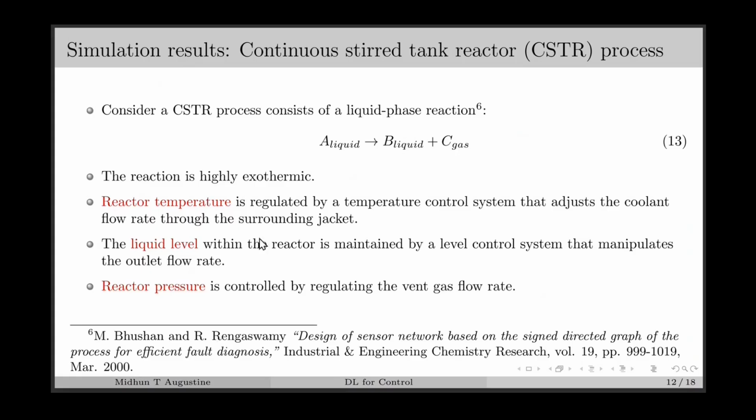Here the dynamic variables in the model consist of the reactor temperature, liquid level, reactor pressure, etc. The reactor temperature can be regulated using a temperature control system that adjusts the coolant flow rate through the jacket. The liquid level can be controlled using a level control system that manipulates the outlet flow rate. And the reactor pressure is controlled by adjusting the vent gas flow rate.